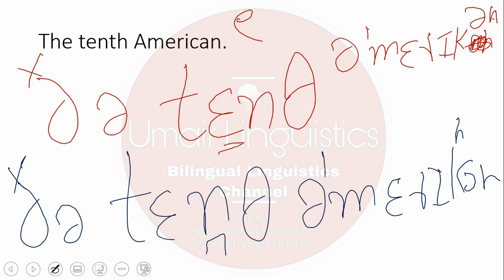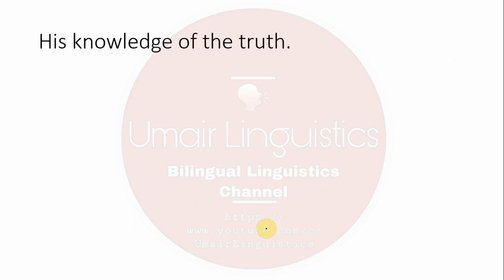But this is for sure because whenever n precedes a dental sound, it also becomes dentalized. When we say tense, it is also pronounced from the same position, and so tense, just before the t's. His knowledge of the truth.